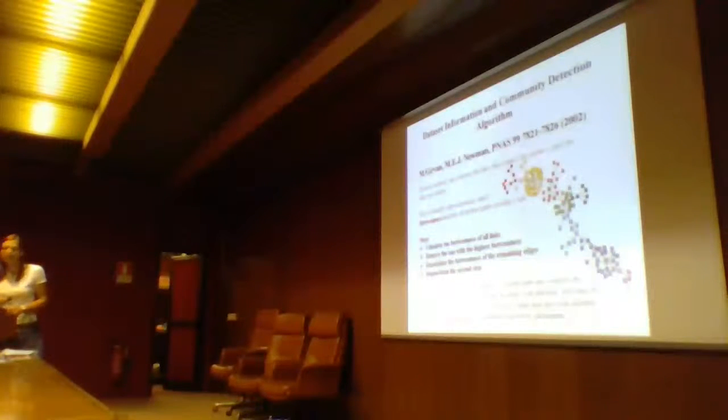Which are the steps for the Girvan and Newman algorithm? We have to calculate the betweenness of all the links, remove the one with the highest betweenness, recalculate the betweenness of the remaining edges, and repeat from the second step.